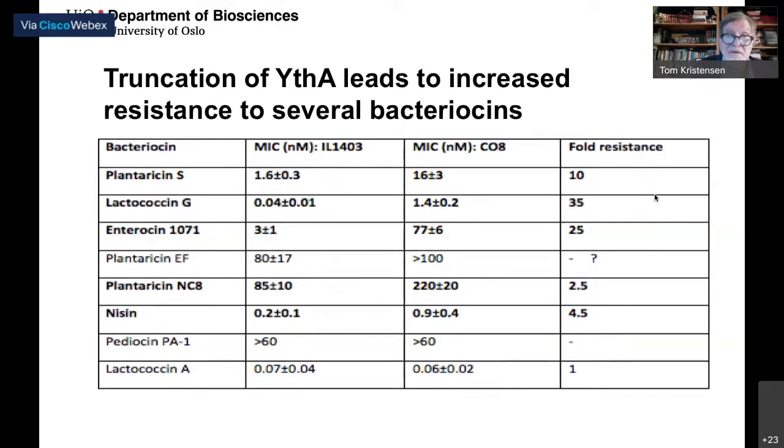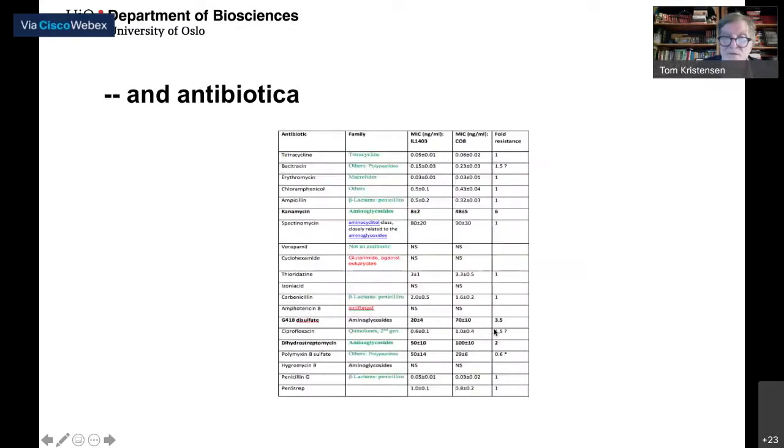And we also found that this truncation of this protein led to increased resistance to several bacteriocins when we compared them, and also to resistance towards a couple of normal antibiotics, especially kanamycin and aminoglycoside, hygromycin. No, not that one. This is G418 disulfate, which was 3.5 times more resistant once we had removed this tail.